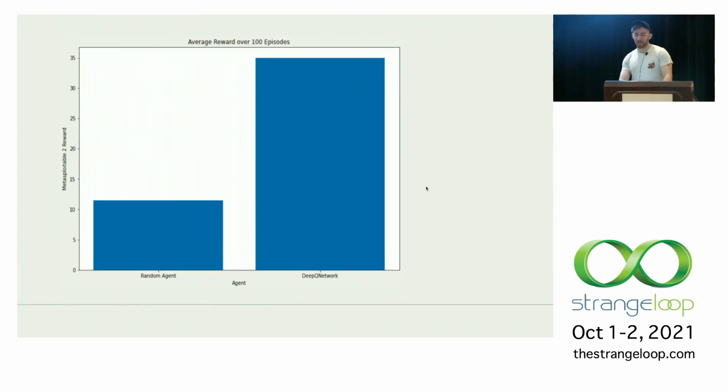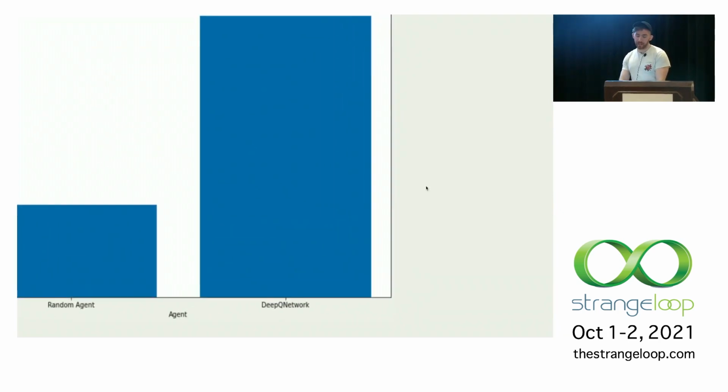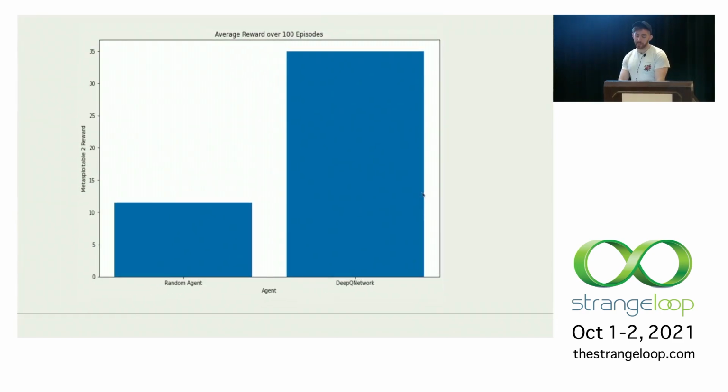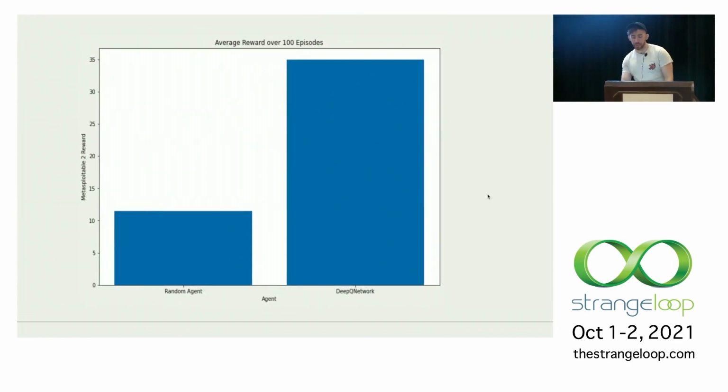So the average reward over 100 episodes: the random agent, just sort of picking stuff, did get lucky sometimes. It ended up with on average 11 points of reward. Again, Metasploitable is very exploitable. You can just pick random stuff and it'll work out for you. The deep Q network, on the other hand, got 35 reward on average, which is the maximum available from the environment.